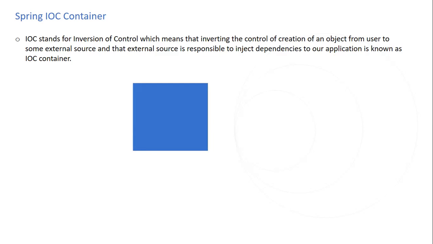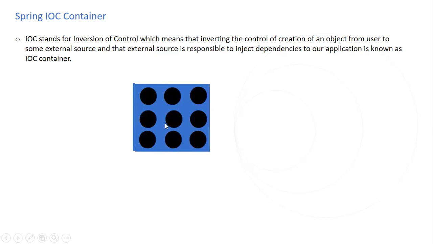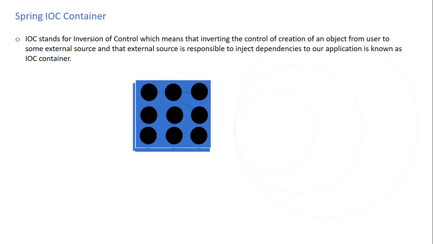But in the case of the IOC container, suppose we require different entity objects. The container is responsible for creating these objects. The programmer is not responsible. Now the container will create those objects and store them in one place. The container will create all the bean objects required in your application and place them in one place.